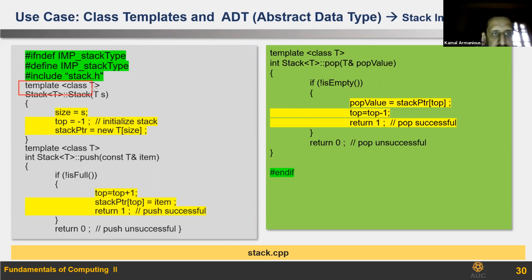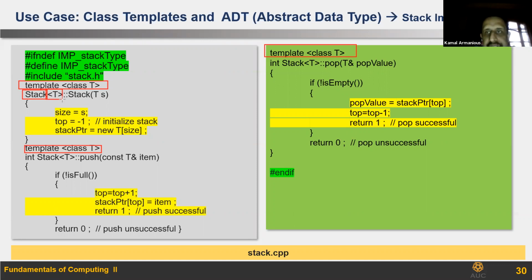So each function here is preceded by template class T. Each function here, push, is preceded by template class T. And then we have a slight difference. This is the name of the class, and usually you don't write T here. And this is a class template.